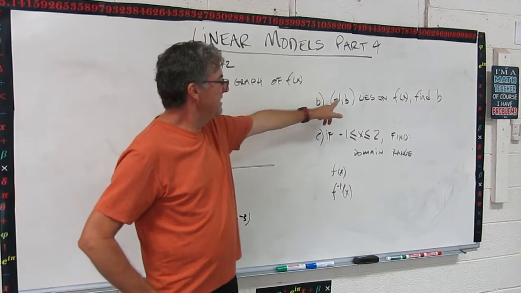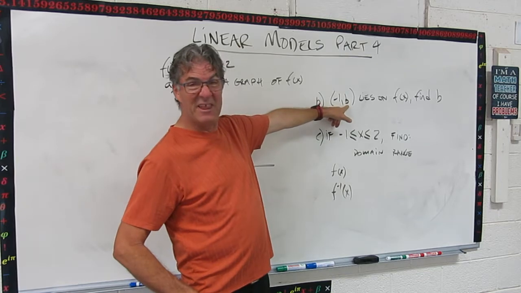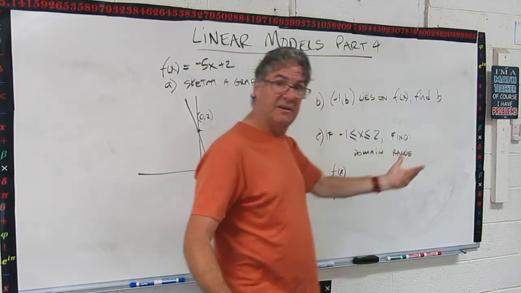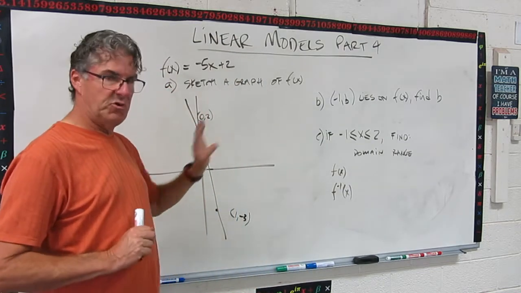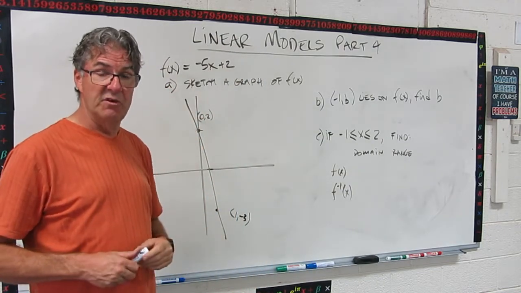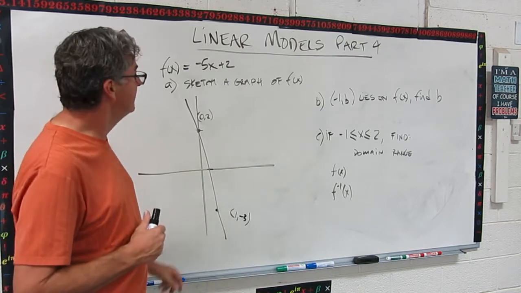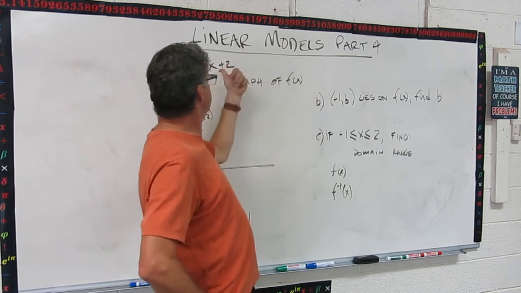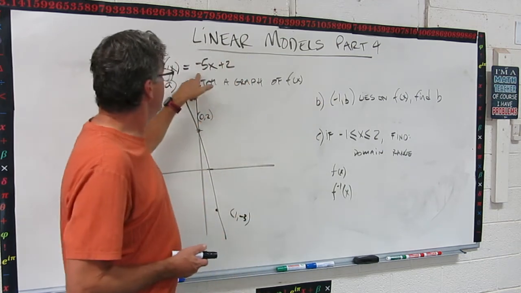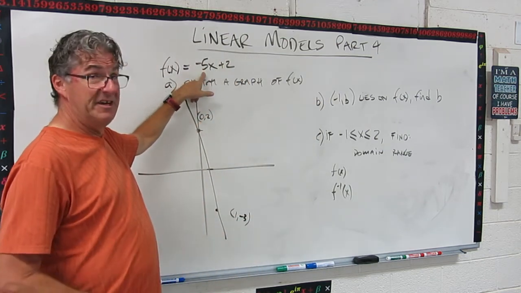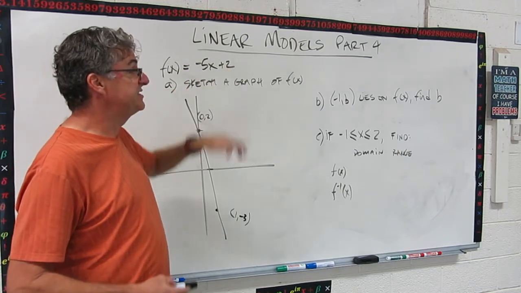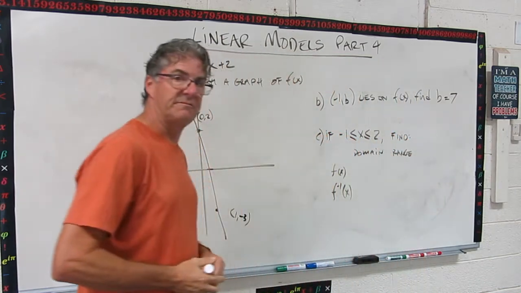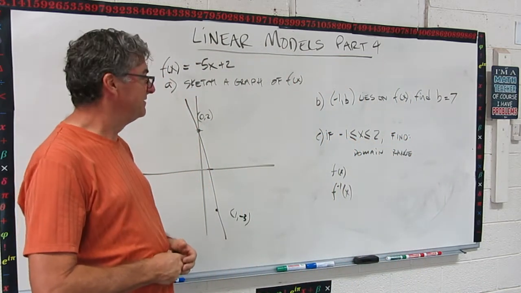B. Negative 1, b, whatever that letter is, lies on f of x. Find b. Okay, so you've been asked this question a bunch of different ways so far in this section on linear models. What they're basically saying is that negative 1 goes into the function, what comes out? So negative 1 times negative 5 is 5, plus 2 is 7. So b would be 7 in this case. Okay? Next question.